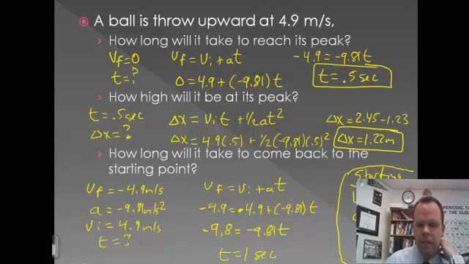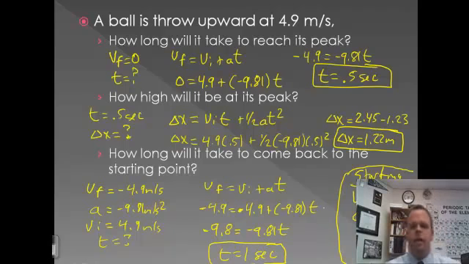t is 1 second. And you should see the time to the peak is half a second. If it takes half a second to get to the peak, it will take half a second to come back to the ground. So a total time of 1 second. Twice the time to the peak will always be the time to the starting point.